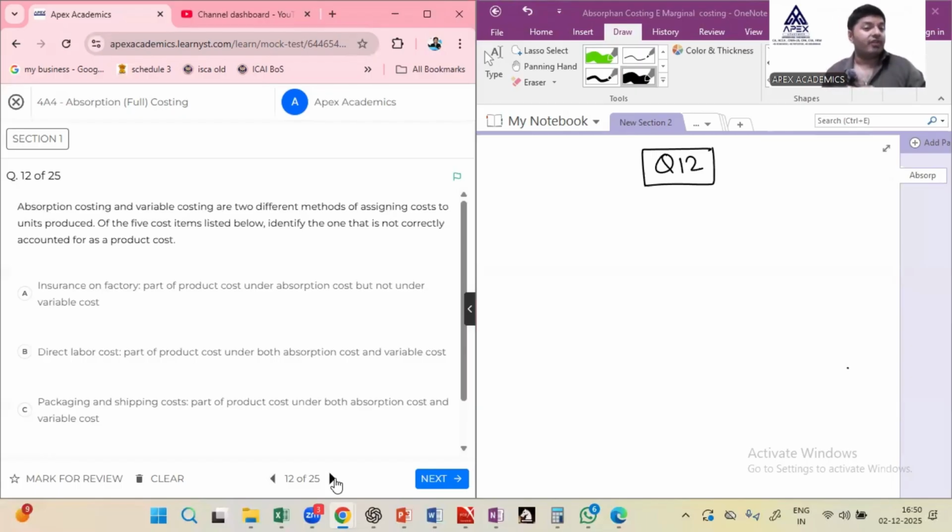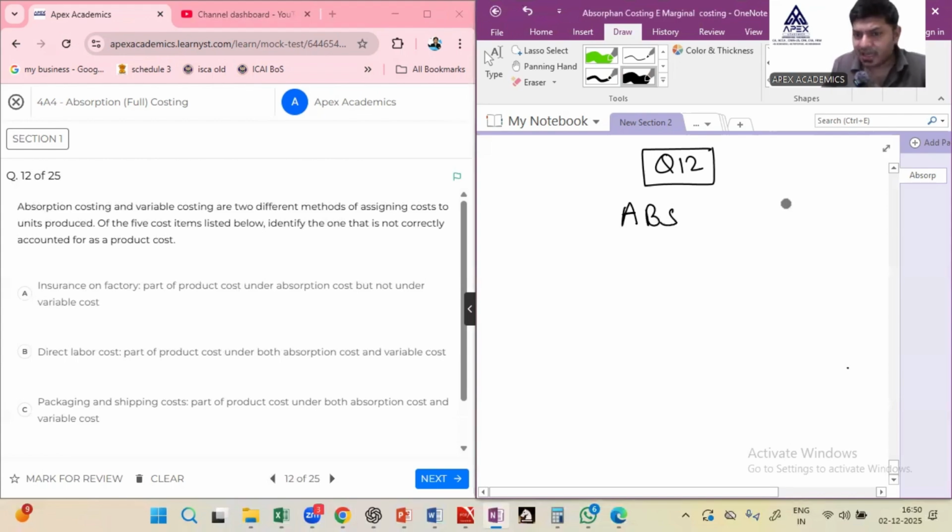Question number 12 of 25: absorption costing and variable costing are two different methods of assigning cost to the units produced. Absolutely correct statement. Of the 5 items listed below, identify the one that is not correctly accounted for as a product cost. Let us pay attention. What is right? What is wrong? So I'll make two columns. I'll make absorption costing and I'll make over here marginal costing. Let us see what we are dealing with.